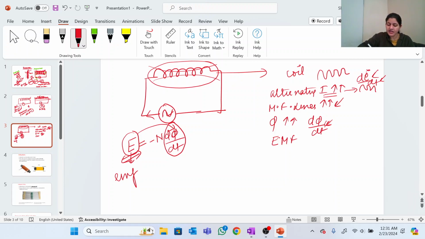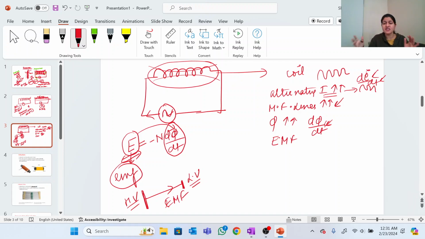We know that there is always a higher voltage and a lower voltage, and because of that the current flows from higher potential to lower potential. This voltage we also call EMF, that is electromotive force. This is the force which is forcing the current to flow from higher potential to lower potential. So here comes EMF, E is equal to minus n d phi by dt. As d phi by dt increases, this E also increases.